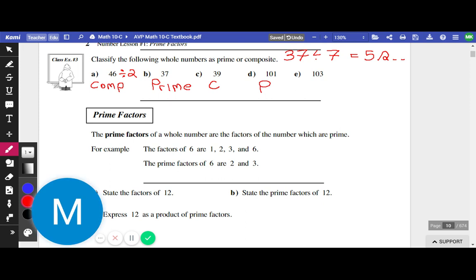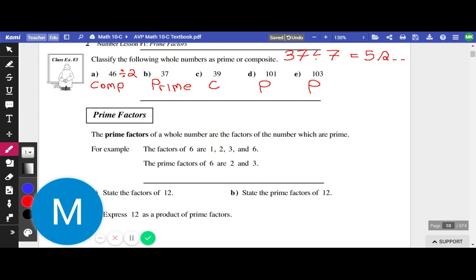For 103, I did the exact same process. I went 103 divided by 2, 103 divided by 3, 103 divided by 4, and I kept going. Did we find 103 could divide by anything? Nope. And again, we stopped at 11. So once I divided by 11, the answer was smaller than 11. So I knew there was no way it was composite. It had to be a prime number. It's a slow process. It's a little tedious, but I mean, it's effective and it always works.